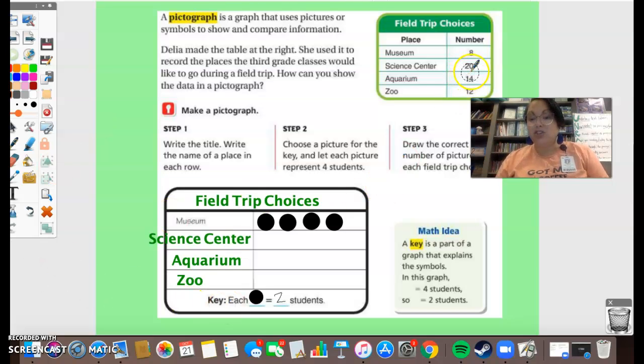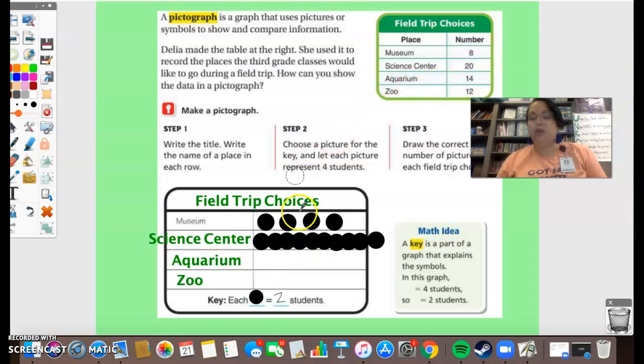Okay, Science Center, 20 chose that. So I might have to put these a little closer. I'm going to overlap them a bit. 4, 6, 8, 10, halfway there, 12, 14, 16, 18, 20. So I should have 10 dots there because each dot equals 2. So 10 times 2 is 20.